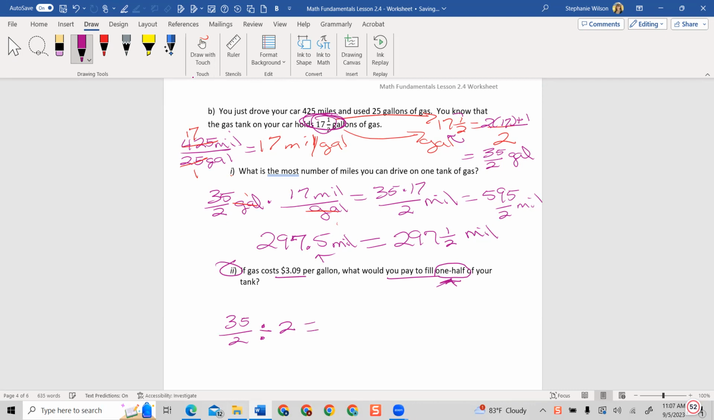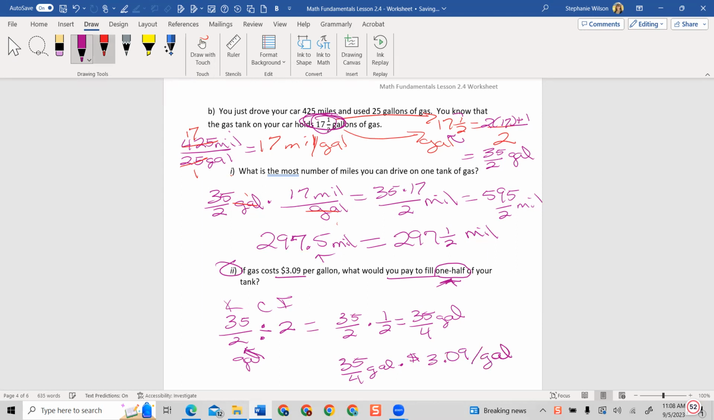When I do that, I'm going to keep the first, change the operation, flip the second. So I got 35 halves times 1/2. Now multiply straight across because 2 won't go into 35 evenly. So I got 35 fourths. All right, we're good. And it's gallons, guys. The unit here is gallons. So now I'm going to take this 35 fourths gallons and multiply that by $3.09 per gallon. Well, what happens? The gallons reduce.